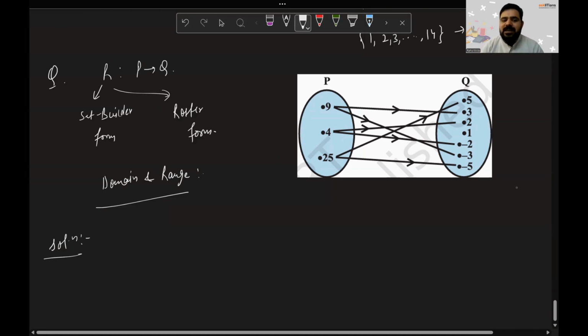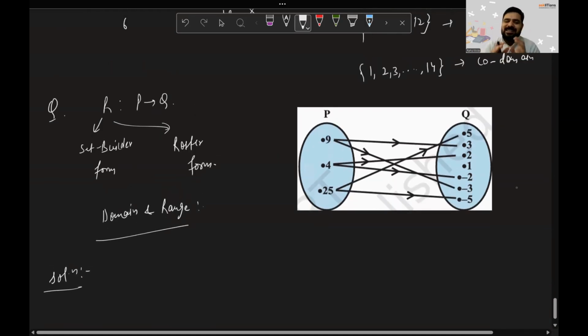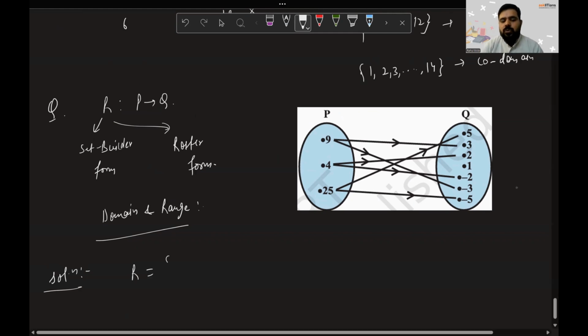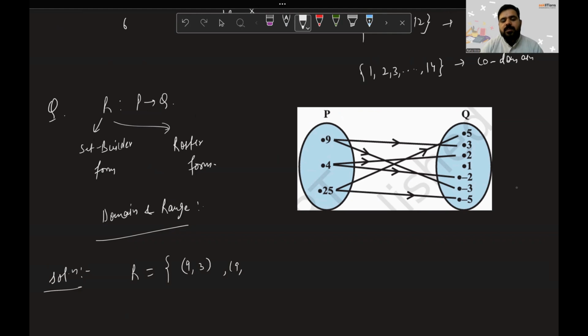The easier part is writing it in roster form. When the number of elements is small, writing roster form is pretty easy, and definitely that will help you write the set builder form also. So you can see 9 is mapped to 3, 9 is mapped to -3, 4 is mapped to 2, 4 is mapped to -2, 25 is mapped to 5, and 25 is mapped to -5. So this is the mapping, this is the relation that is given to us, right?